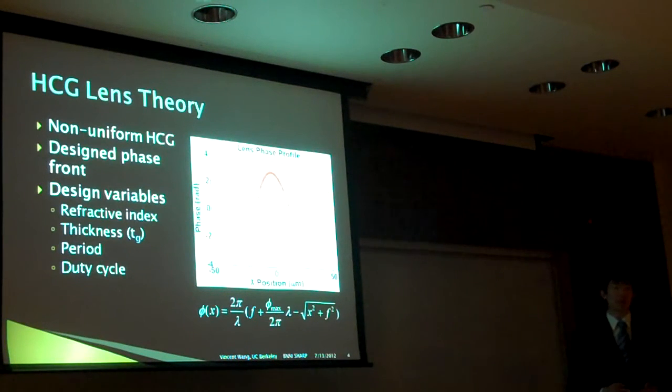Some other design variables we need to take into consideration are the thickness of the lens, which is denoted Tg, the refractive index of the material, the period, which is the distance from the center of one bar to the center of the next bar, and the duty cycle, which is the ratio of the bar width to the period. For my simulations, I used a refractive index of 3.48, which corresponds to the index for silicon.